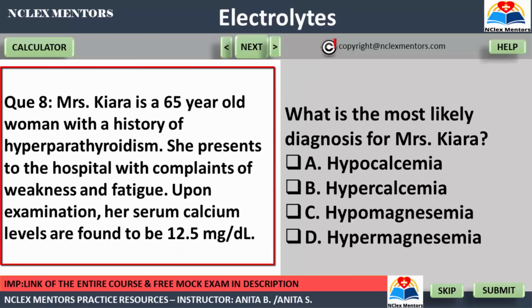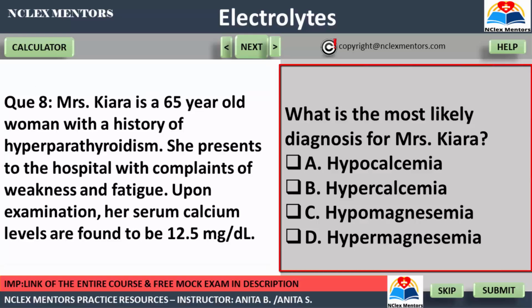Mrs. Kiera is a 65-year-old woman with a history of hyperparathyroidism. She presents to the hospital with complaints of weakness and fatigue. Upon examination, her serum calcium levels are found to be 12.5 milligram per deciliter. What is the most likely diagnosis for Mrs. Kiera?